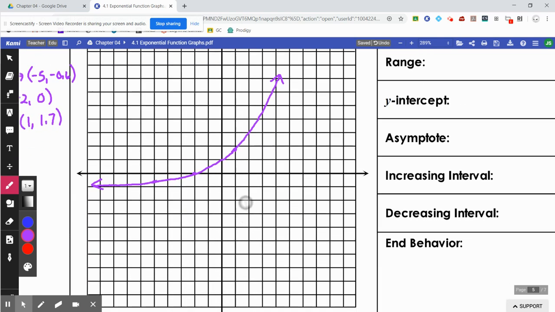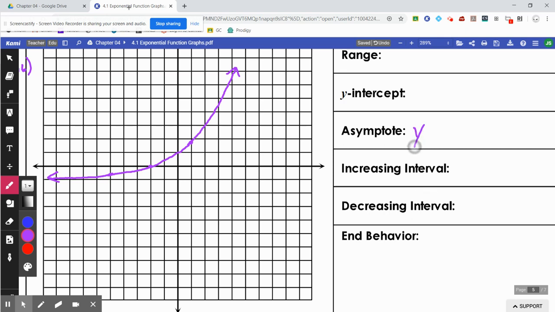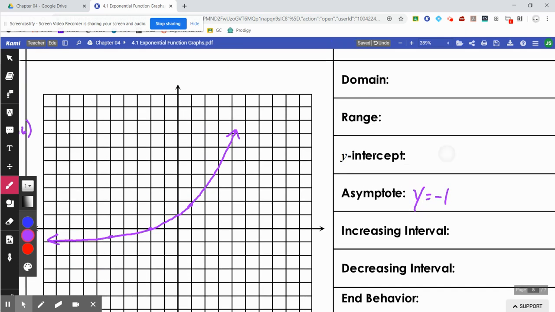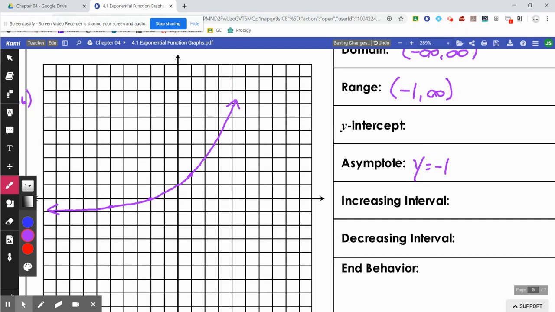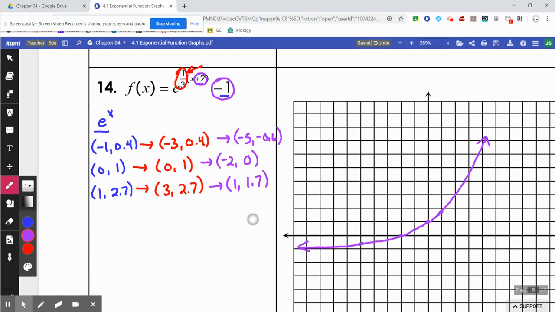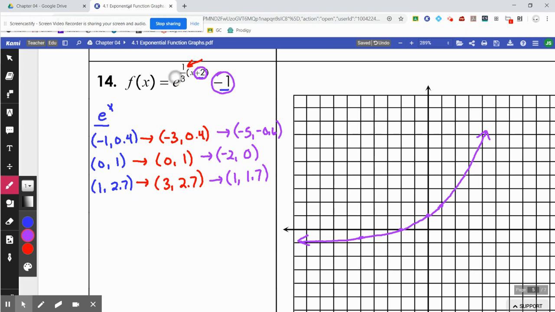So since it did get moved down 1, that is going to change my asymptote line to y equals -1. My domain is still all real numbers. My range, however, since my graph went down 1, my range is now from -1 to infinity. My y-intercept is now, well, it looks like it might not have changed. It looks like it's 0, 1, but to know for sure, again, we're going to plug in our 0 for our x value, and we're going to see what we get. We're going to find f of 0.